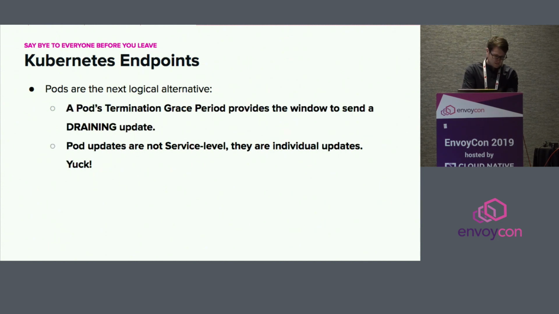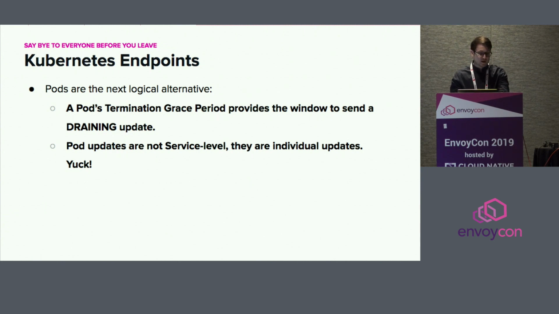So the next logical alternative is to use pods instead of Kubernetes endpoints for our control plane. It kind of makes sense. The endpoint controller inside of Kubernetes does the same thing, and we're replacing endpoints with our solution, so we might as well do what they're doing.